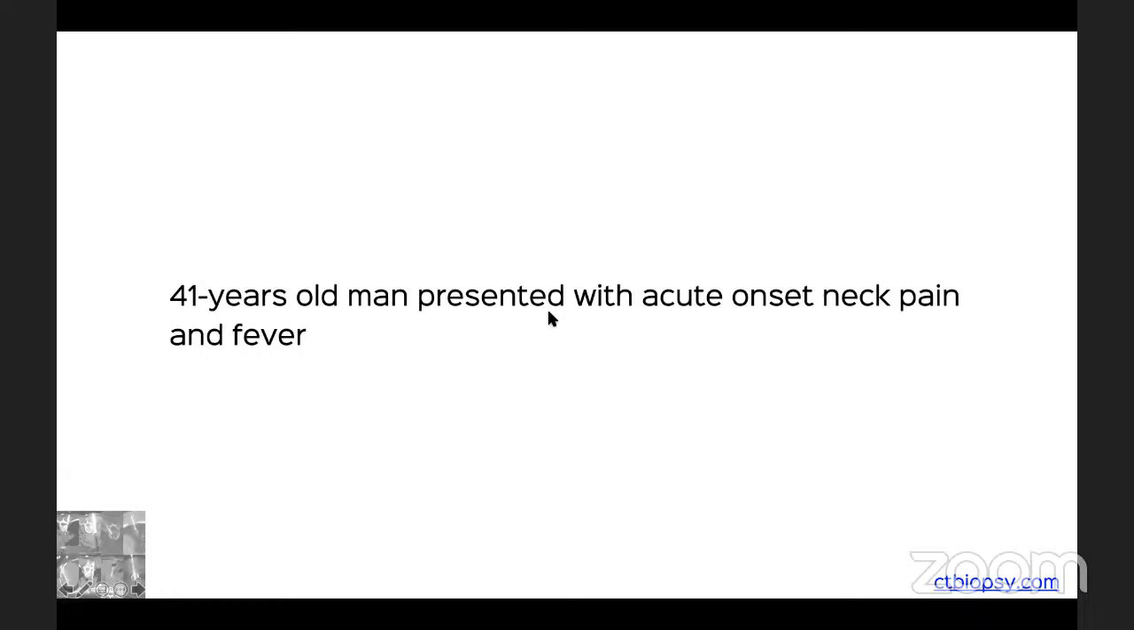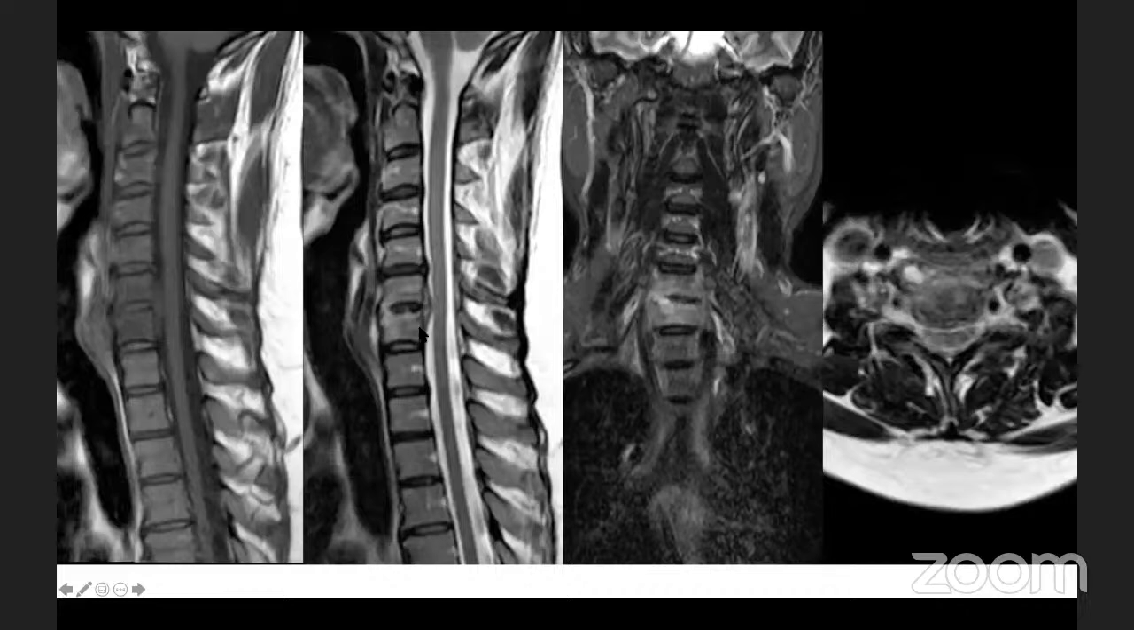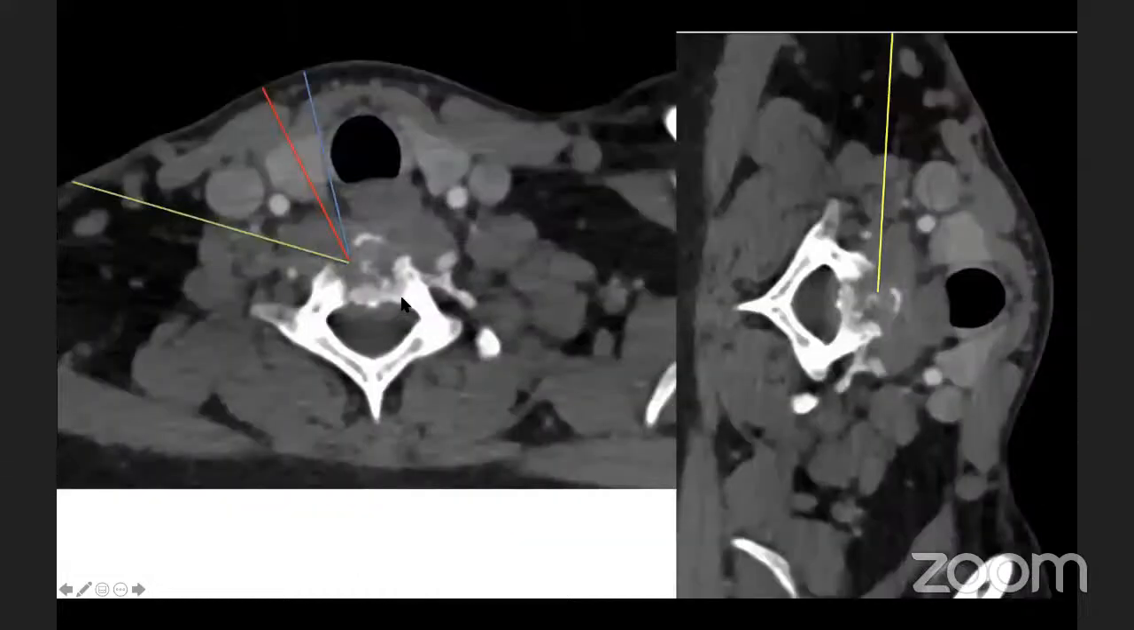What if you have something in C6, 7? And I'm going to show you a case of infectious spondylitis because I don't have an anterior vertebral body lesion to show, but the principle is the same. And this works for C5, 6, 7, D1. That's the CT scan. And you can see that that's the lesion you need to go to.